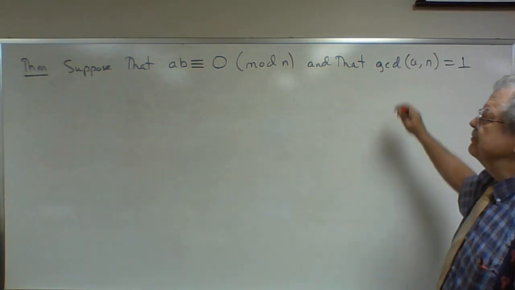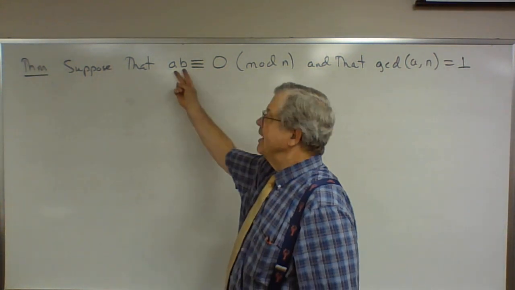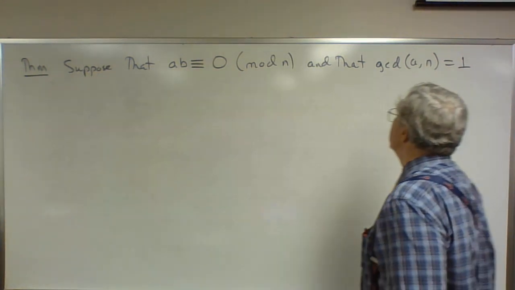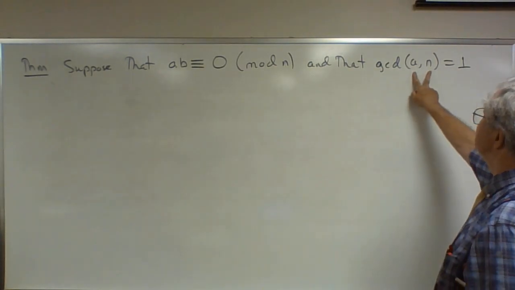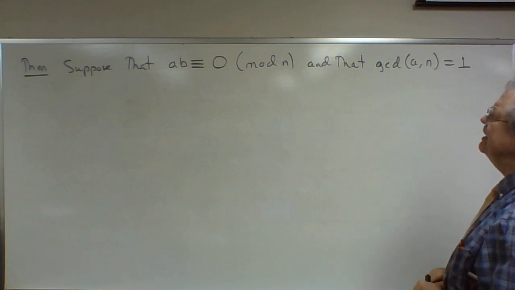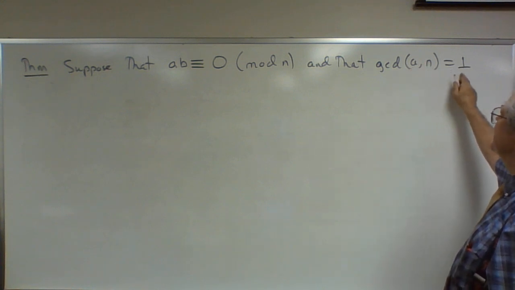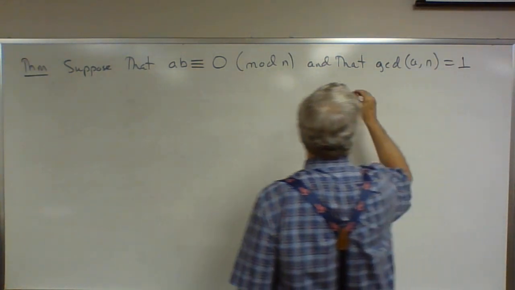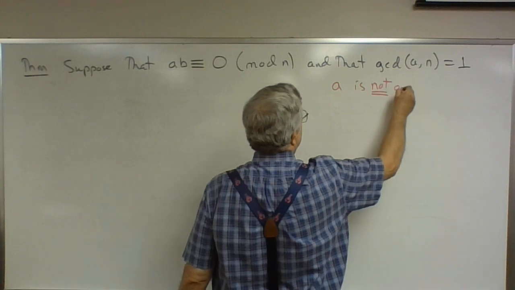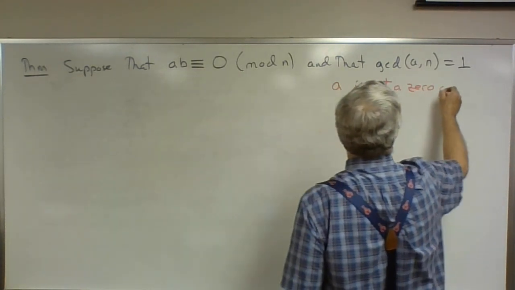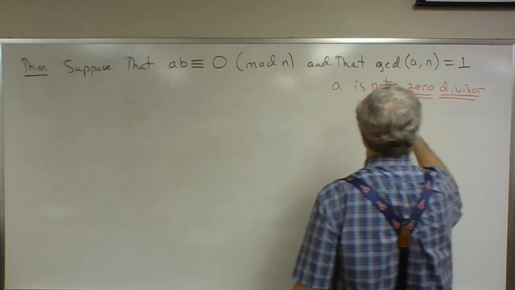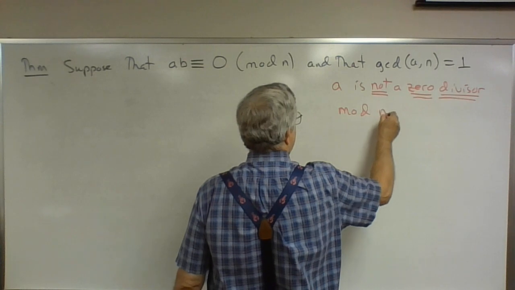Let's finish this up. A times B is congruent to 0 mod n, and the greatest common divisor of A and n is equal to 1. Well, what's another way of saying that the greatest common divisor of A and n is equal to 1? Isn't that the same as saying A is not a zero divisor mod n?